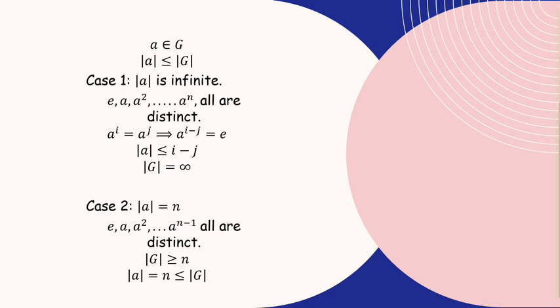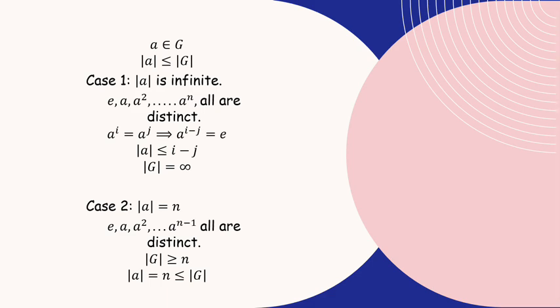For A an element of G, |A| is less than or equal to |G|. Case 1: |A| is infinite. Then A, E, A^2, and so on, A^n are all distinct. A^i equals A^j is equivalent to A^(i-j) equals E. So |A| is less than or equal to i minus j. Hence |G| is finite.